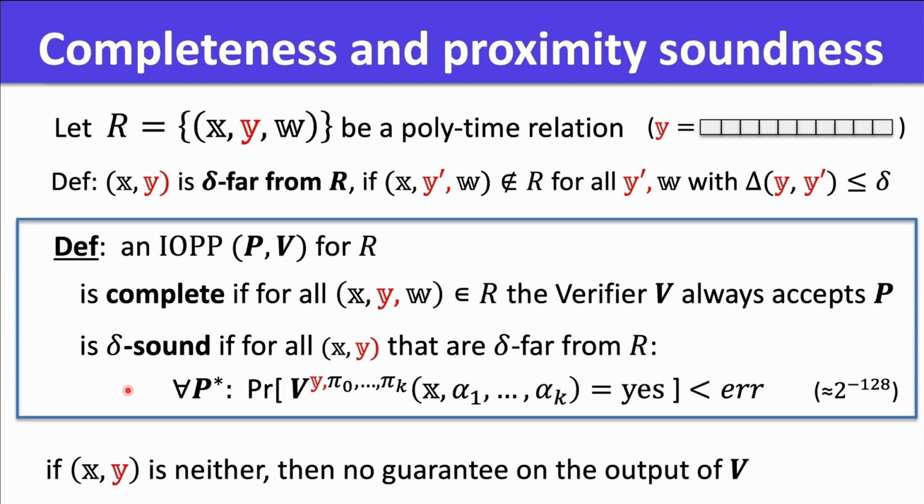We don't really care what V does, it can either accept or reject. So to summarize again, if there is a w such that (x, y, w) is in the relation, the verifier must accept the interaction with the honest prover. If (x, y) are delta far from the relation, the verifier will reject with high probability. And if (x, y) is in neither case, then there's no constraint on the output of the verifier.